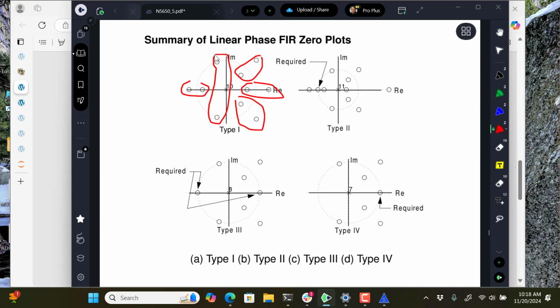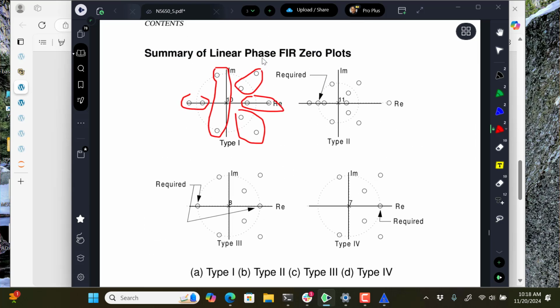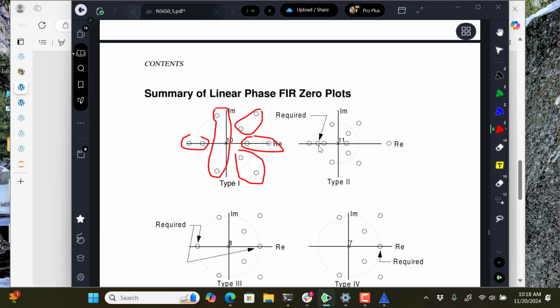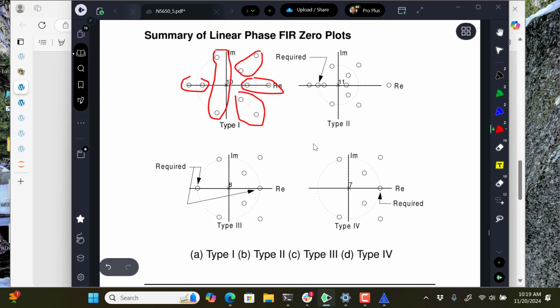And when you go to a type 2, the necessity is that it has to have a 0 at z equal to -1. And if you don't like that in your design because you don't want to have a tack down point there, then you have to go to a type 1. Types 3 and 4 just have more constraints. A type 3 has to have a 0 at 1 and a 0 at -1, and a type 4 has to have a 0 at 1.